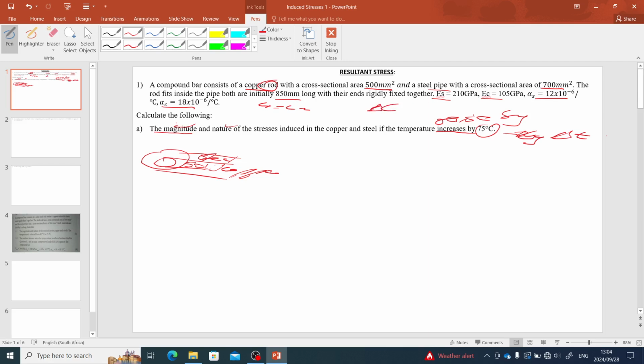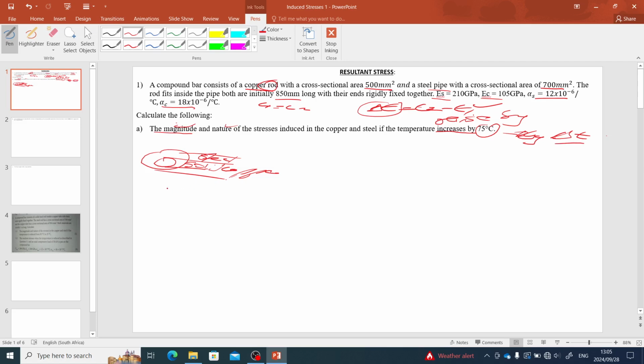In calculating it, if they said the temperature increases from something to something, then it would be T2 minus T1. But at times you will be given T1 and you will be given the change. Don't take the change to be the T2 and then subtract T1 from it. No. Read the statement carefully. So we are given the change in temperature.